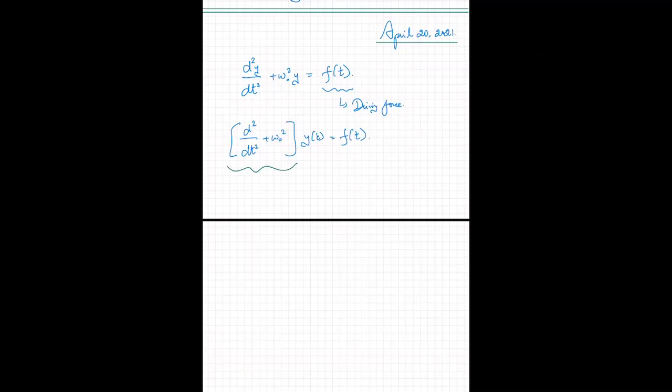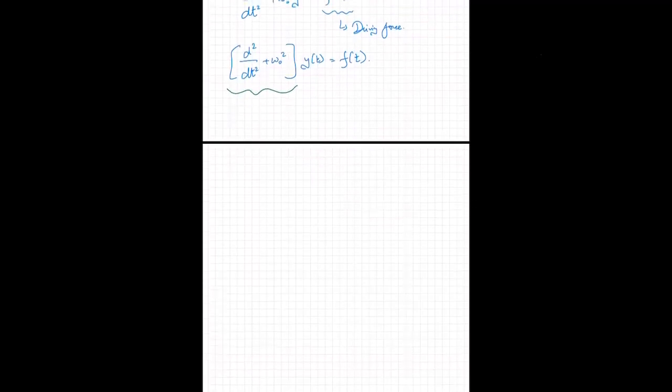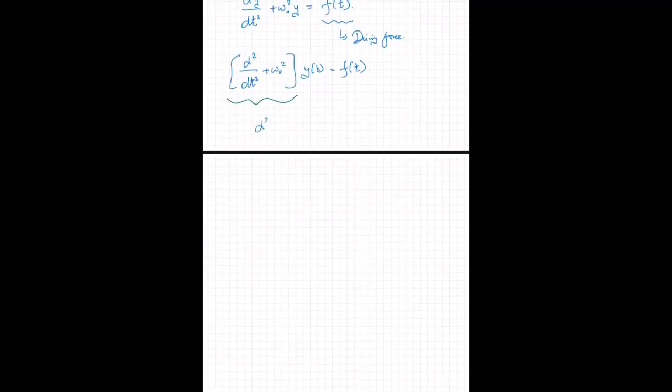And then we asked, if the driving force was instead a delta function in time, what would the response be? So we wrote down an equation for the delta function driving force. Let's call this operator some L, some linear operator L. So we wrote down L g of t minus t prime equals delta of t minus t prime.